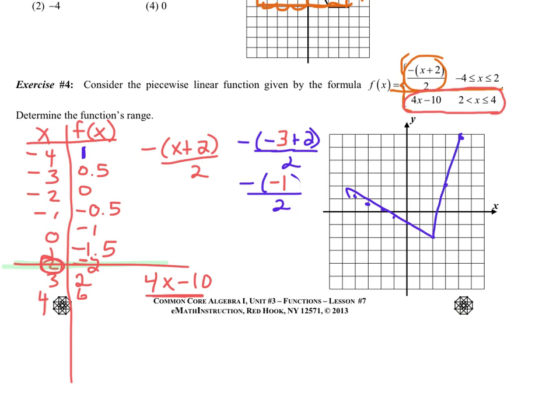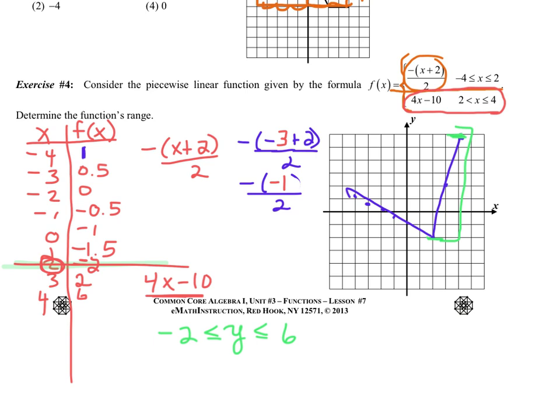And the question says, determine the function's range. So that means what's the lowest point, what's the highest point, and how can we write it with an inequality? Well, let's see, the lowest point was -2, the highest point was 6. So we would say -2 is less than or equal to y, less than or equal to 6, and remember with range, we put a y in the middle.